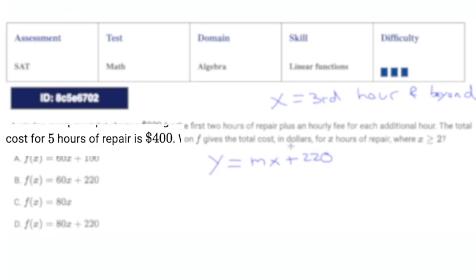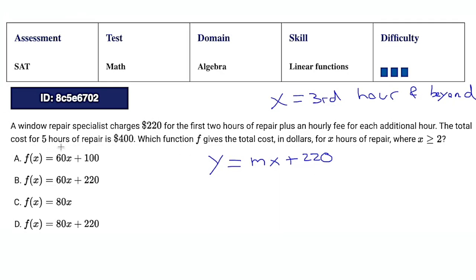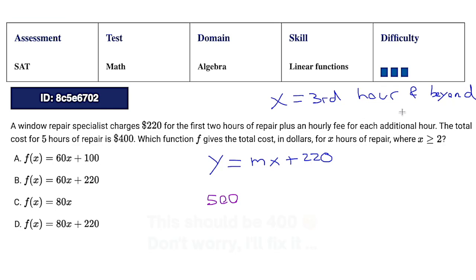And then it says that the total cost for 5 hours for repair is $400. Let's go ahead and figure out what our equation would look like in that case. So the total would be 500, and that's going to equal, basically third hour and beyond. So 5 hours would be M3, because we're getting rid of those. And M3 is kind of weird, so I'm just going to say 3M if that's okay with you.